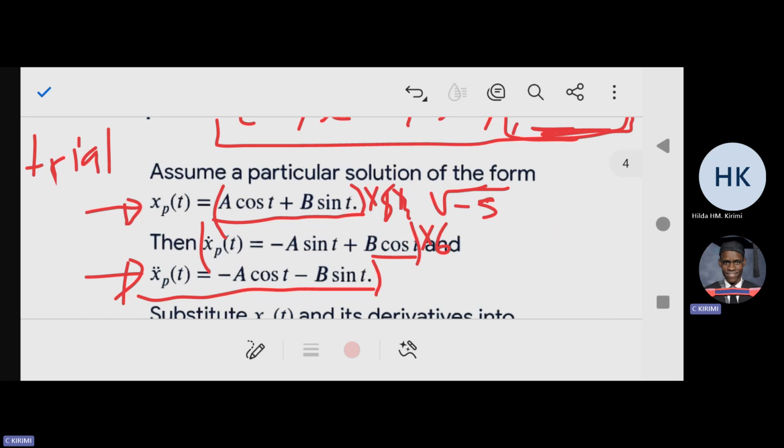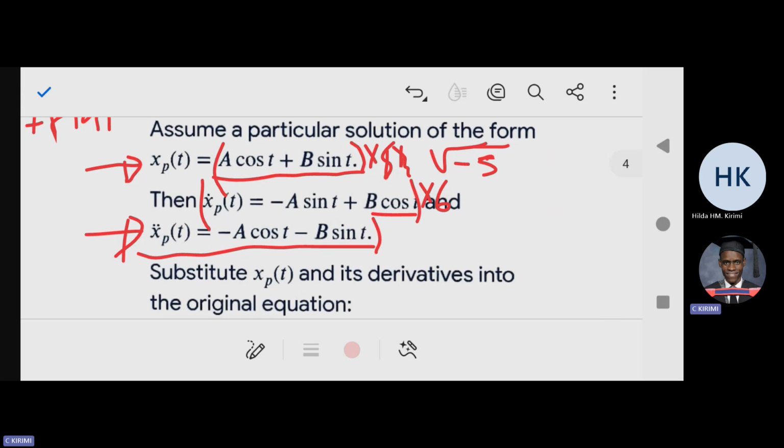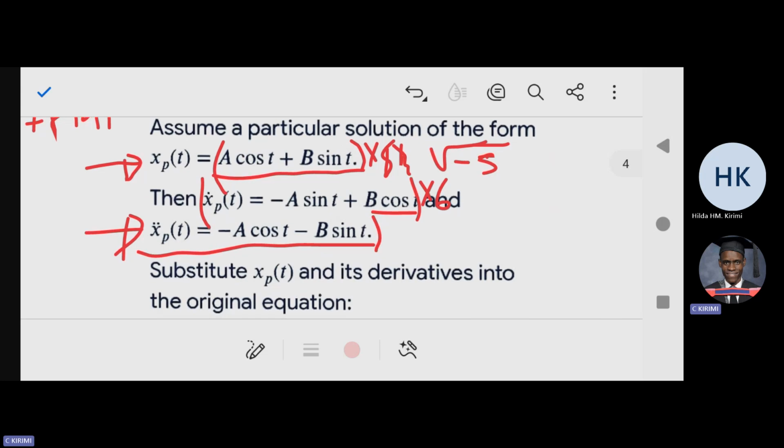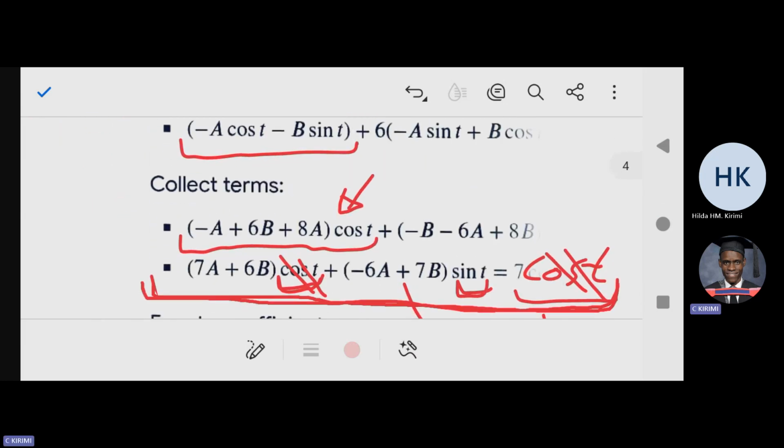First you differentiate it once, you differentiate it twice, and substitute it into the original equation. Then you equate it to 7 cos t. So now we are solving for A and B. That's what we are doing now. How did we solve for A and B?